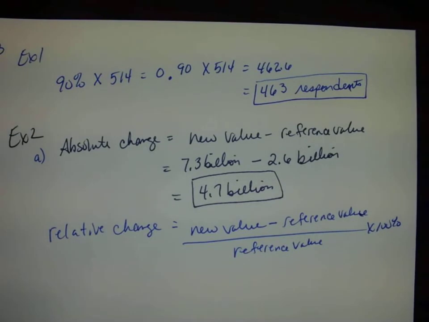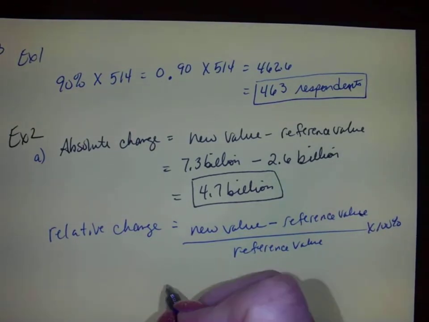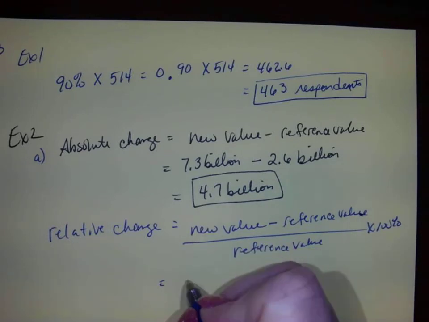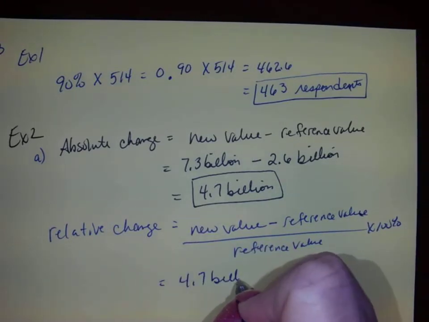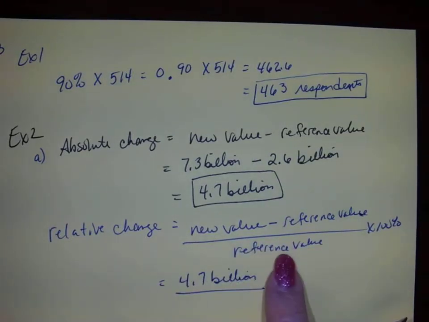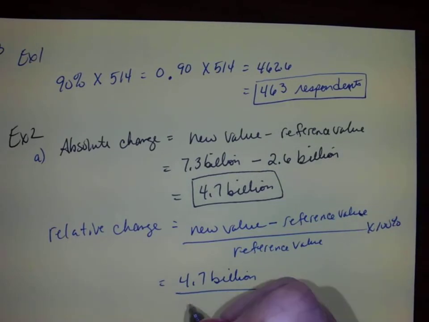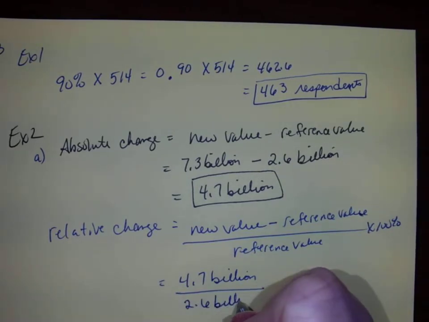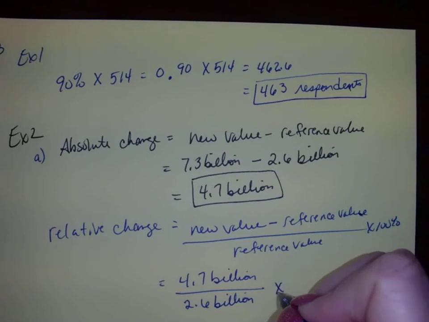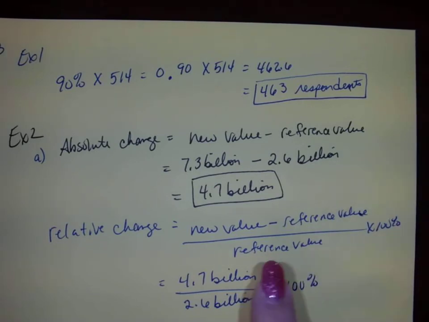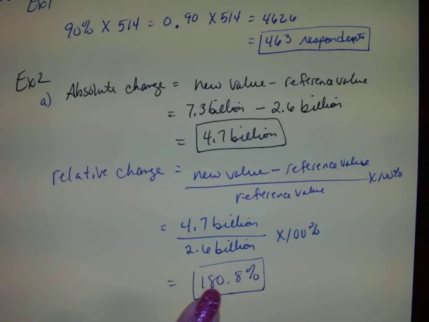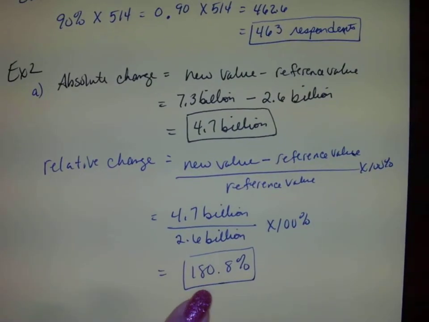That's the relative change. Well, we've already found that top part, so I'm not going to show that subtraction again. I already know that's 4.7 billion. And the reference value is that 2.6 billion. And then I have to multiply that by 100%. I've put that in my calculator, and I will end up with 180.8%. So the relative change is 180.8%.